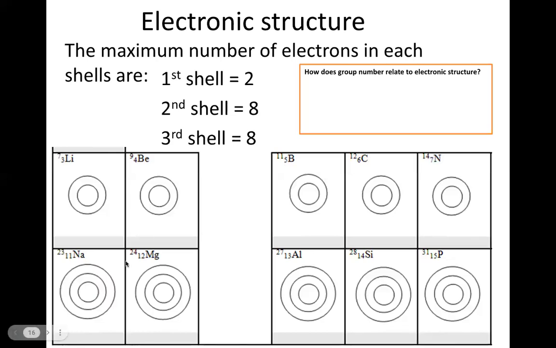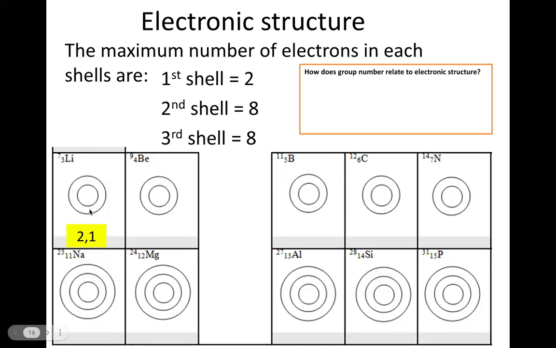Okay, so now I've got the correct slide up, and I can show you. Hopefully you paused the video and had a go at drawing these out. When you're drawing them out with the crosses like I showed you previously, what you also want to be able to do is write down what we call the electronic configuration.